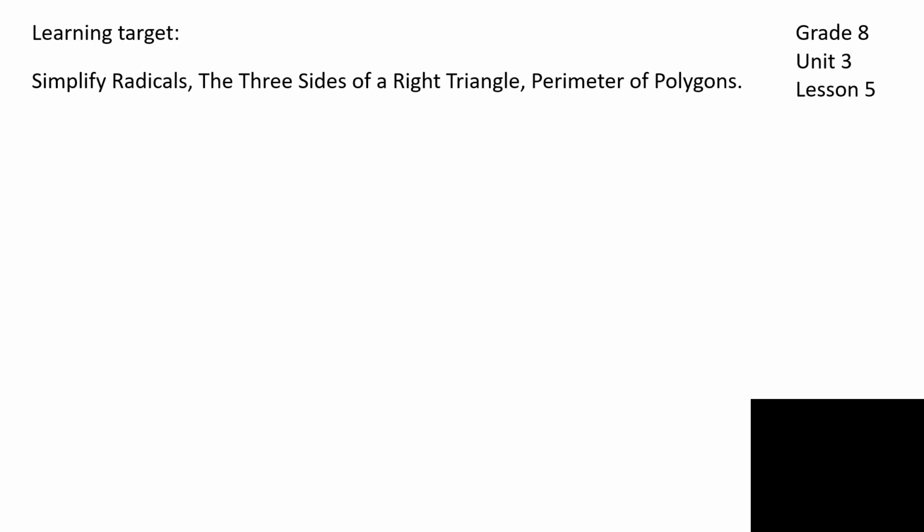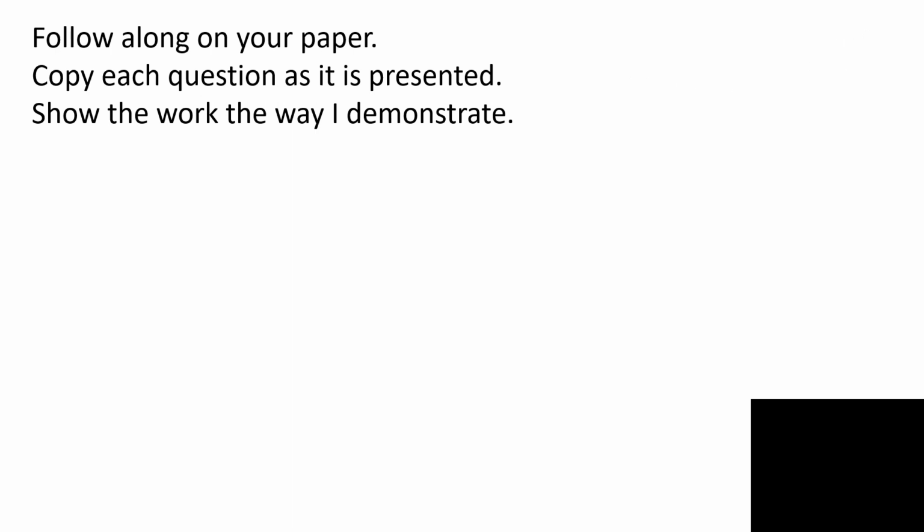Learning target for today: simplify radicals, and we'll still be looking at the three sides of a right triangle and the perimeter of polygons. If you remember, yesterday we were working with finding the missing side of a right triangle, and we discovered sometimes we ended up with a square root that we could not do anything with. And so today I want to talk about how we can sometimes simplify them a little bit.